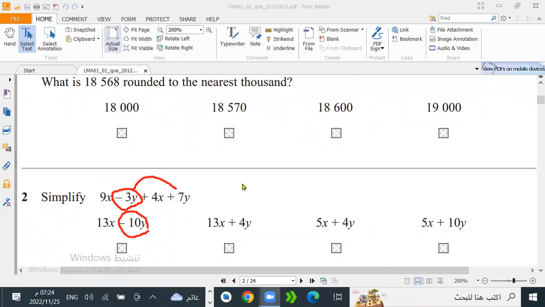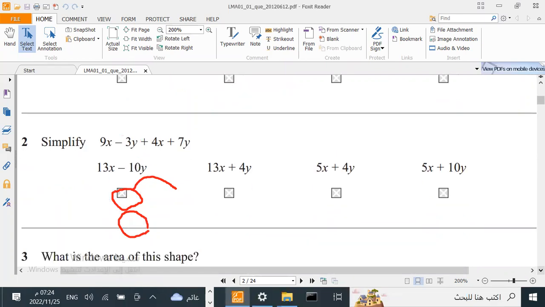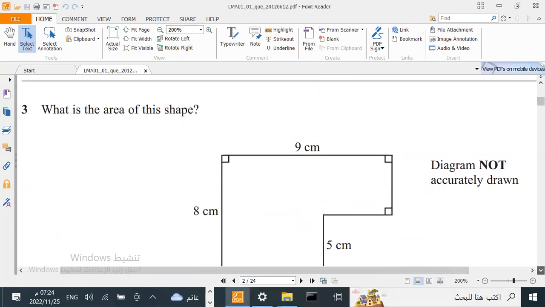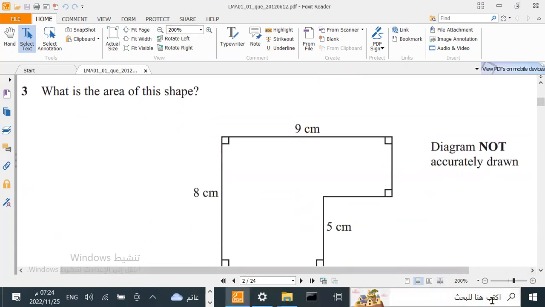Next question. Question 3. What is the area of this shape? Let's take a look at the shape. They need the area for this shape.